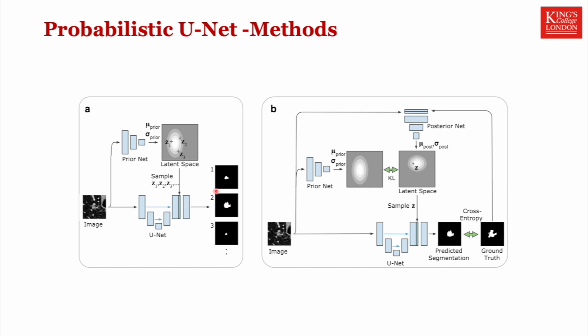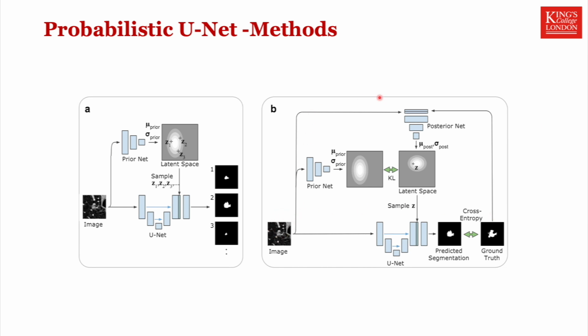You can now ask the question, okay, but how do I train this prior network? How does this work? And this is where the right part of the image comes in. So what you can do is you can use the ground truth that has been segmented by some humans, plus the image.